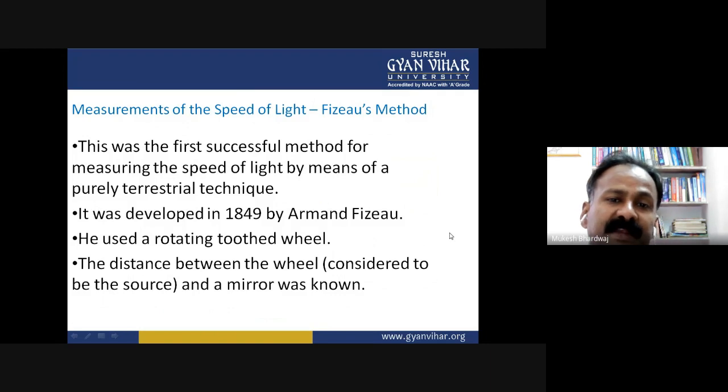Measurement of the speed of light by Fizeau's method. This was the first successful method for measuring the speed of light by means of a purely terrestrial technique. It was developed in 1849 by Armand Fizeau. He used a rotating toothed wheel. The distance between the wheel, considered to be the source, and the mirror was known.